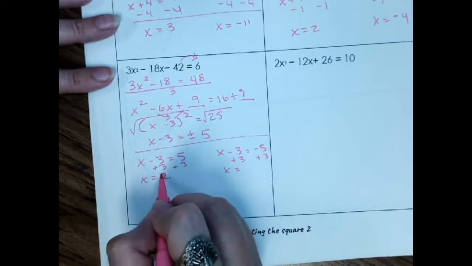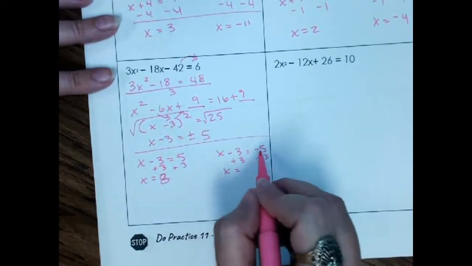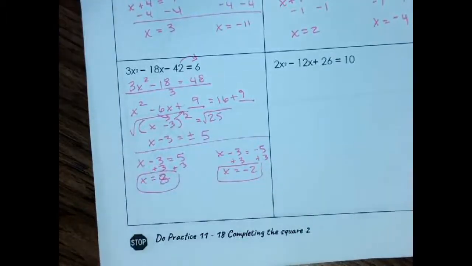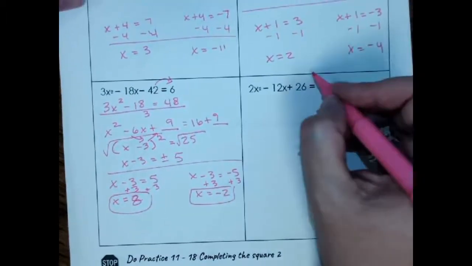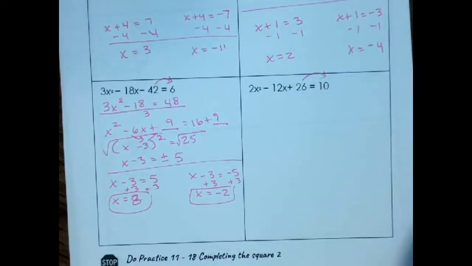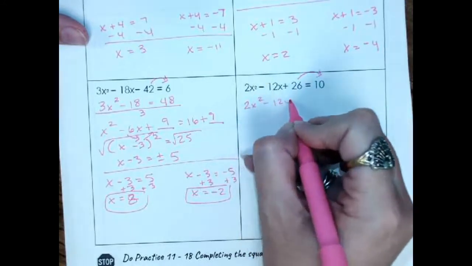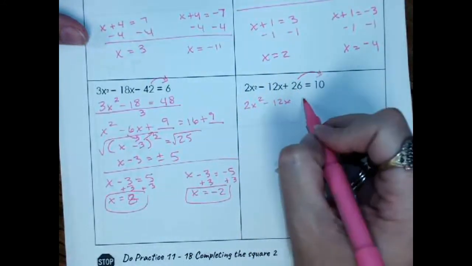This is 8. 5 plus 3 is 8. And negative 5 plus 3 is negative 2. And just one more, so we really make sure we got it. Move this to this side. By minus 26 on both sides, I get a negative 16 here.